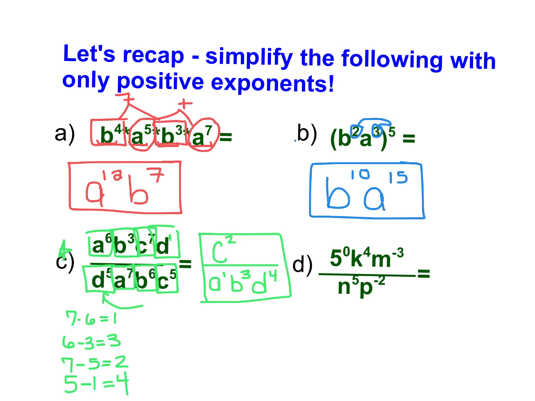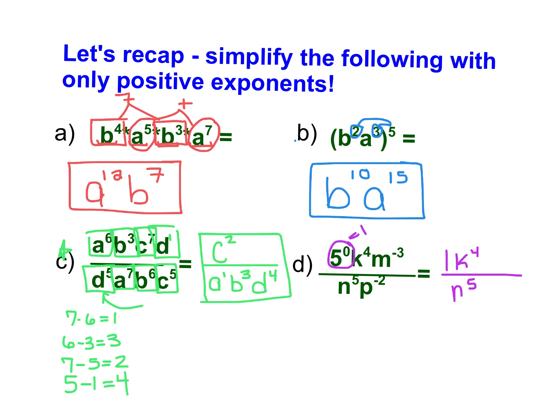And then I mixed properties 4 and 5 together here. So first note that I have 5 to the power of 0. And remember that anything to the power of 0 can be rewritten as 1. So we're just going to write this as 1. And then I want to keep anything with positive exponents right where it is. So here I have k to the power of 4, n to the power of 5.